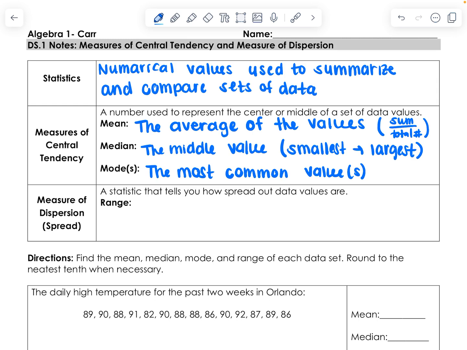The last thing we look at is the range, which is a measure of dispersion, meaning how spread out is my data. So it's a statistic that tells you how spread out the data values are. Range is just the largest number minus the smallest number.